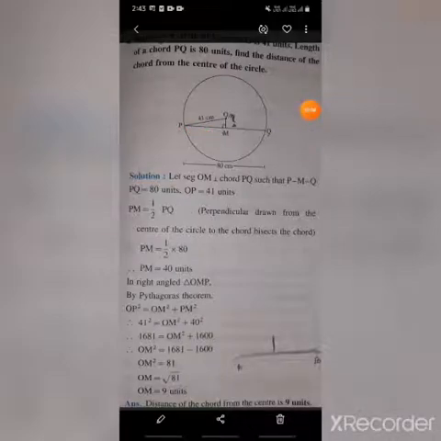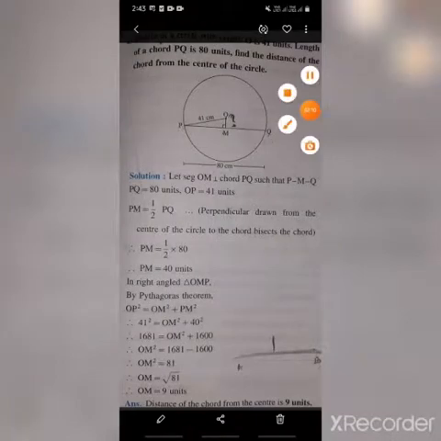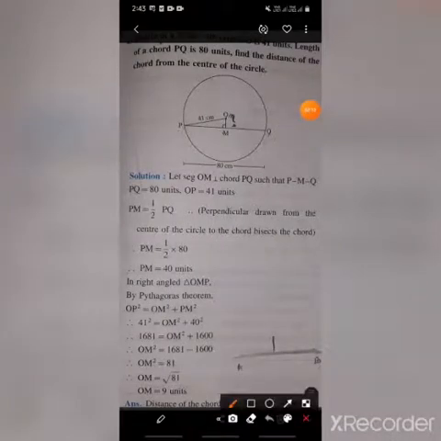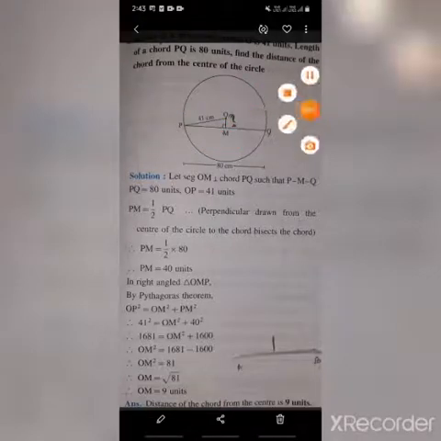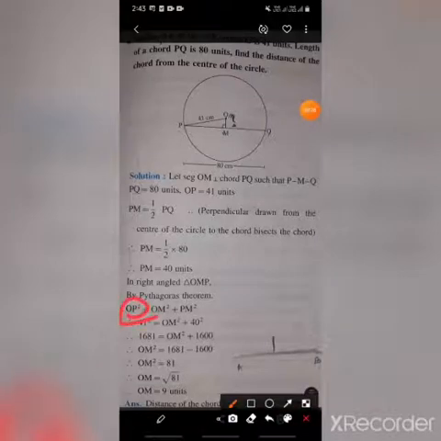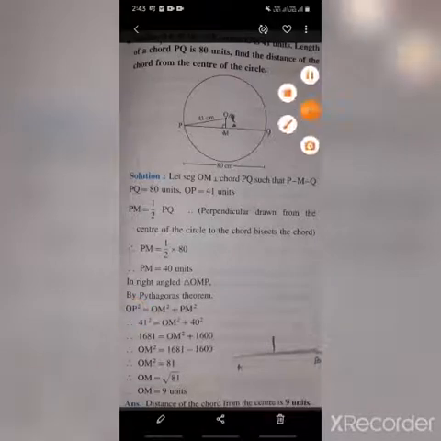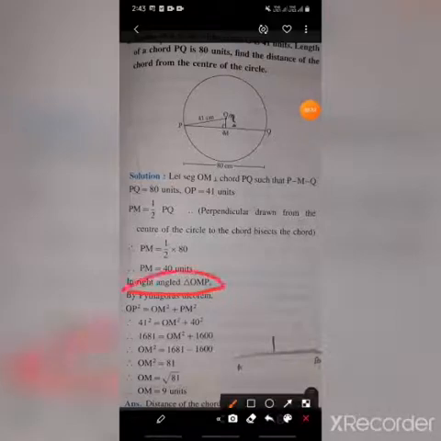Then we have to apply the Pythagoras theorem in this diagram, as we did in the first, second and third questions. Here is 90 degrees, so the hypotenuse is the side opposite the 90 degree angle, this one. We have to write the hypotenuse in the first step, in right angle triangle OMP.